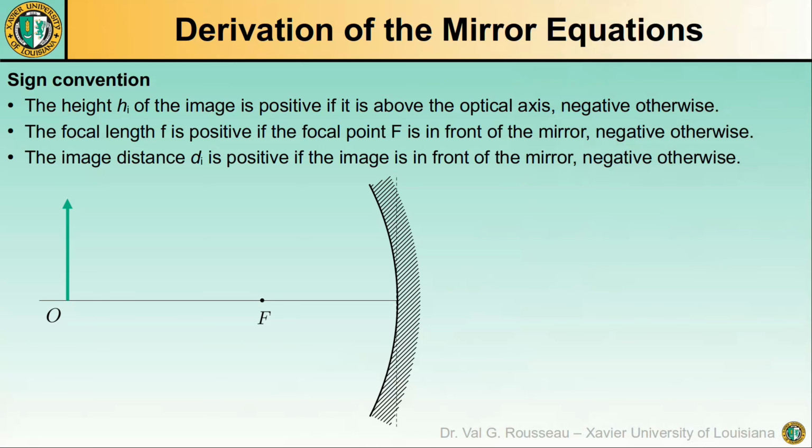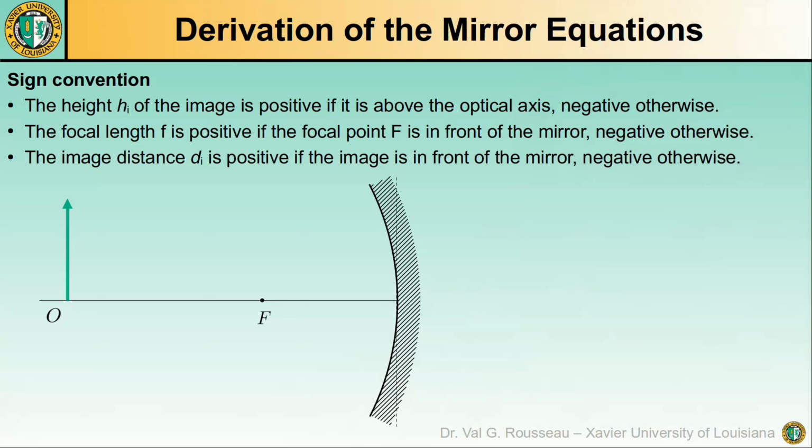In this tutorial, we are going to derive the mirror equations. It is assumed that we work in the approximation where only a small portion of the mirror is used, or equivalently, the mirror's curvature is small. This implies that the angles that the rays make with respect to the optical axis are small.